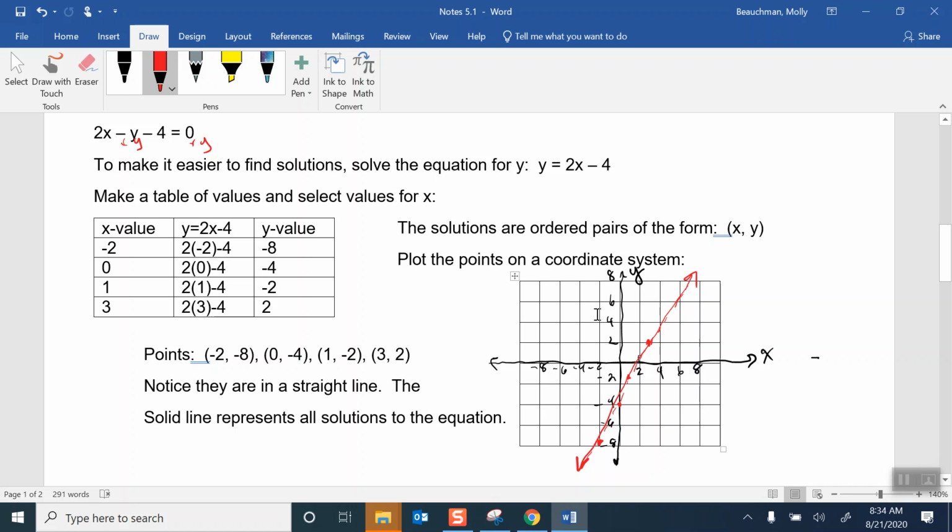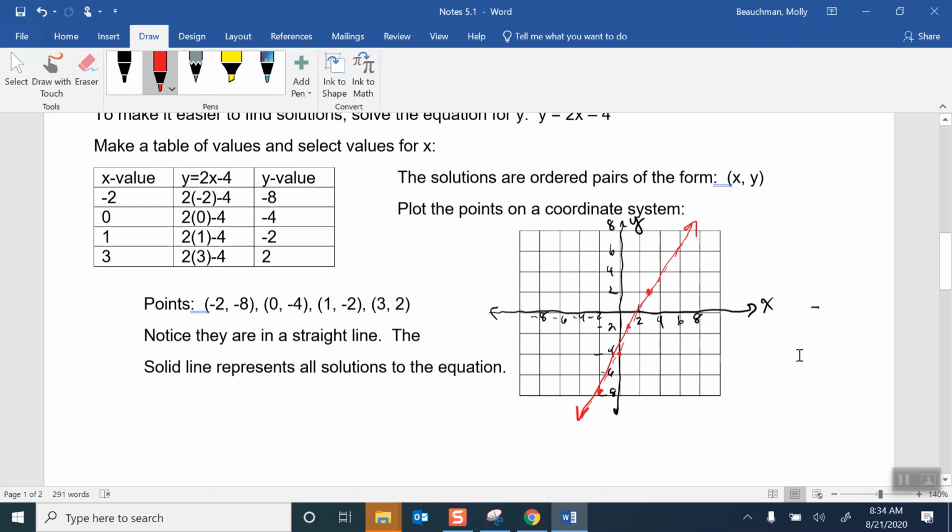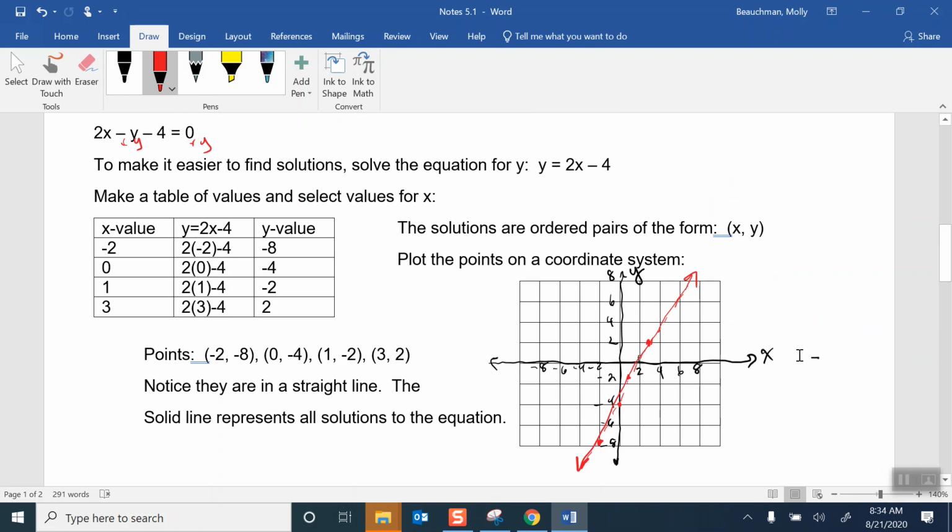Notice that when I graph these, they're in a straight line. The solid line represents all the solutions to the equation. The reason we graph is that the graph shows all of the solutions to a linear equation, and your coordinates or points are single solutions.